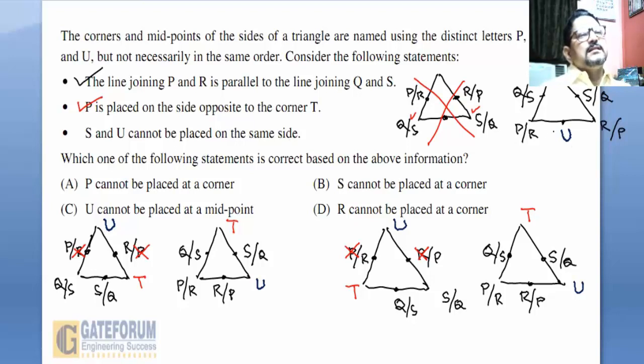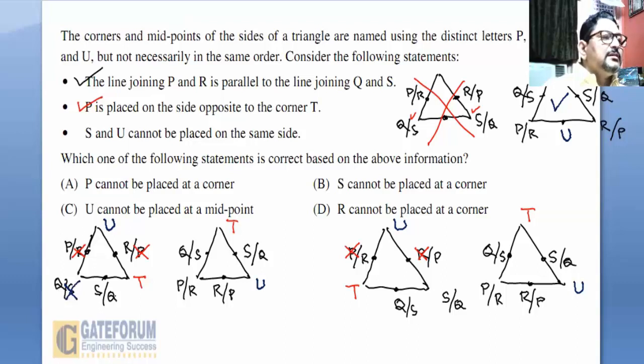See, this is perfectly okay. S and U are definitely not placed on the same side. So perfectly valid. Here S and U are definitely not placed on the same side. S can't be here because if S were here, S and U would be on the same side. So from this third point, we can understand that S is not here.